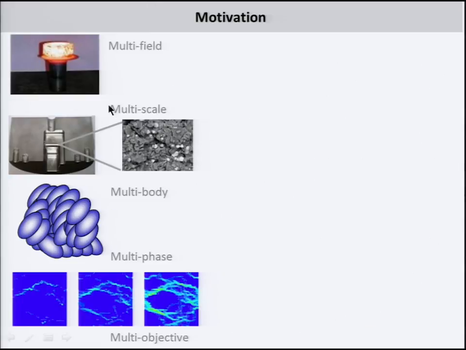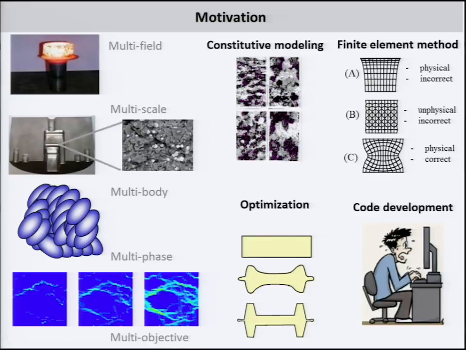So on the left-hand side, we have demands. On the right-hand side, we have problems that are limiting our ability to solve the problems on the left-hand side. And those problems are mainly constitutive modeling. We don't actually have appropriate models yet to really model all those components. So it's still ongoing research to make a proper constitutive model.